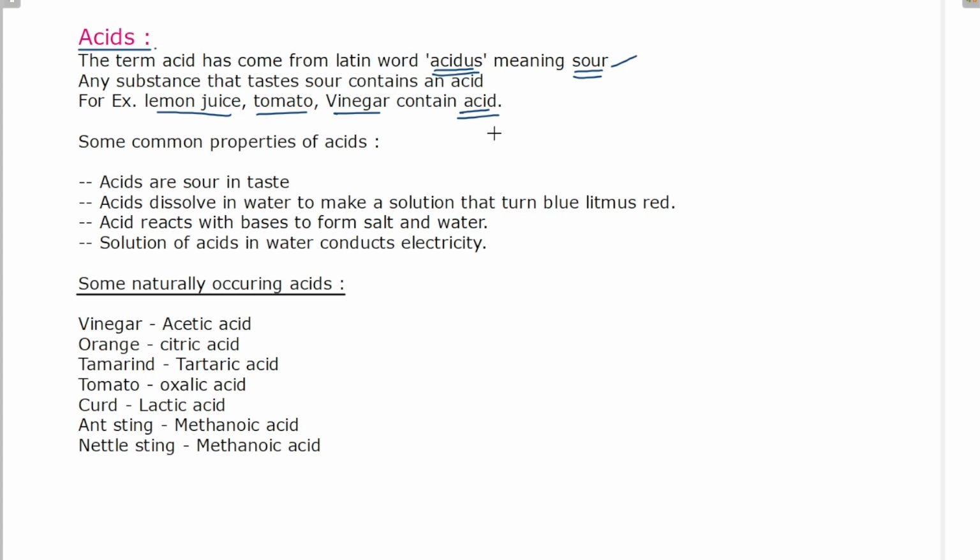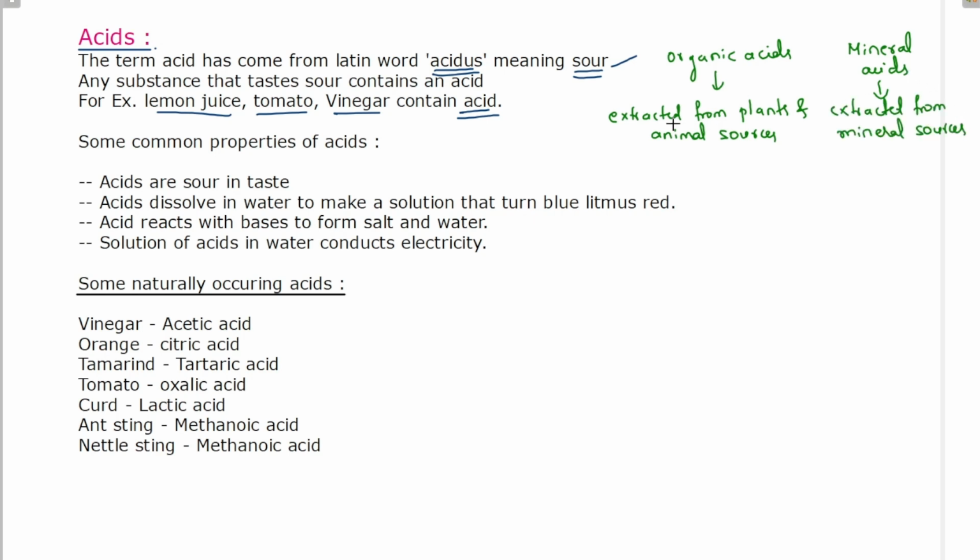Acids are also available which are extracted from the mineral sources like hydrochloric acid, sulfuric acid, etc. Based on the sources, the acids are categorized into organic acids and mineral acids. Usually, these organic acids are extracted from the plants and animal sources. These mineral acids are extracted from the mineral sources. These can also be prepared in the laboratory. Usually, organic acids are weak acids and mineral acids are strong acids.